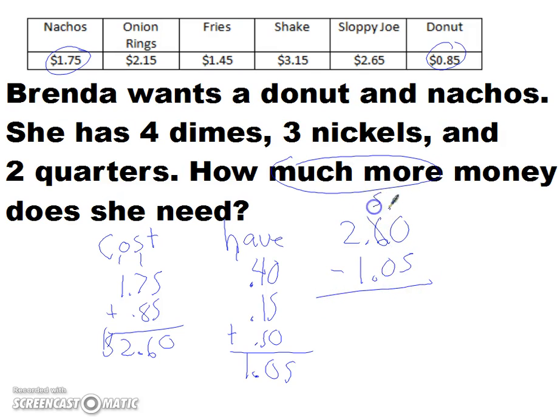And we do need to borrow there. 10 minus 5 is 5. 5 minus 0 is 5. 2 minus 1 is 1. She needs another $1.55.